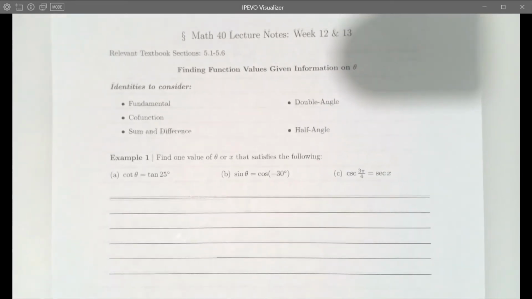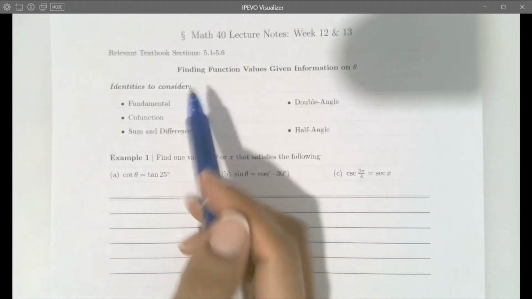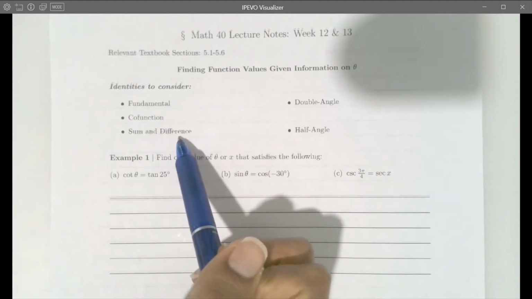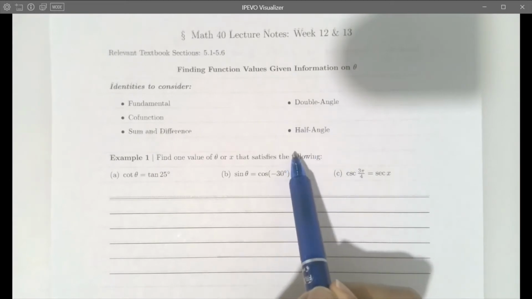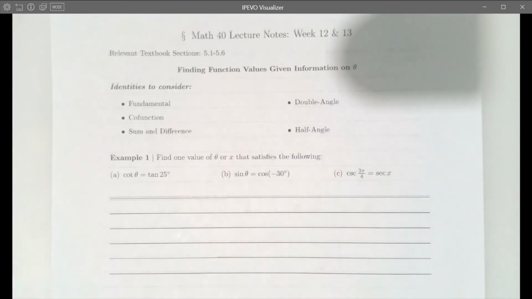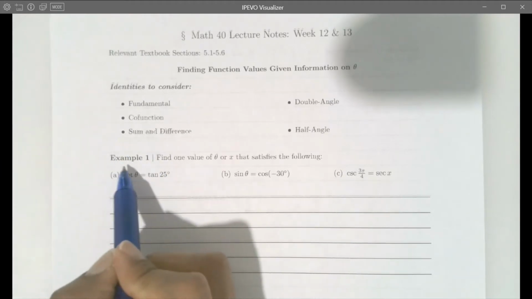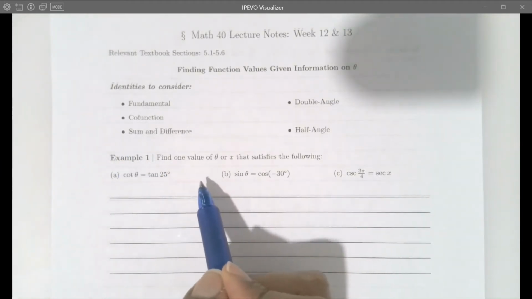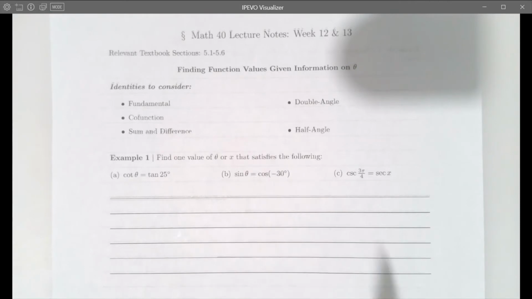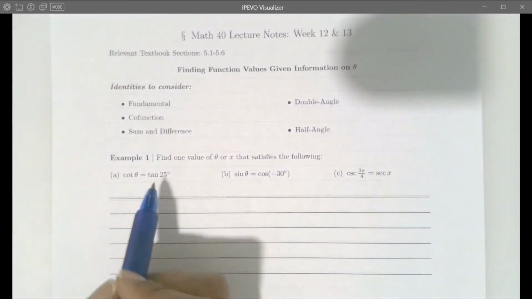Okay. So the first type of problem that we're going to be considering is finding function values given information on angle theta. And the identities that you want to consider are the fundamental, cofunction, sum and difference, double angle, and half angle formulas. So it's quite a bit. I'm going to give you some tips along the way of how to narrow down that very wide array of selection. So example number 1 reads, find one value of theta or x that satisfies each of the following.